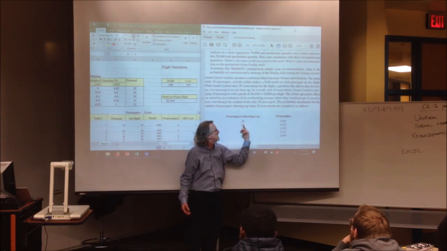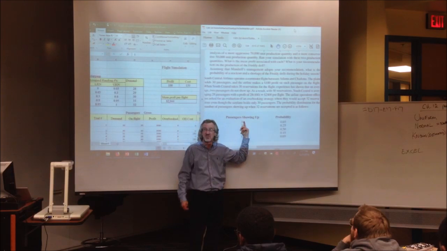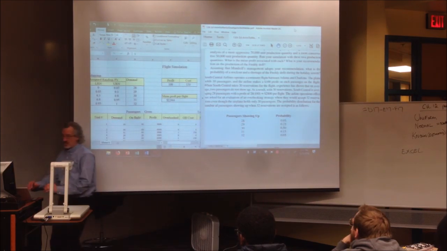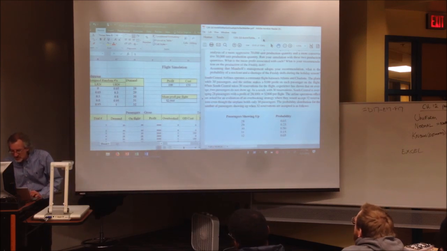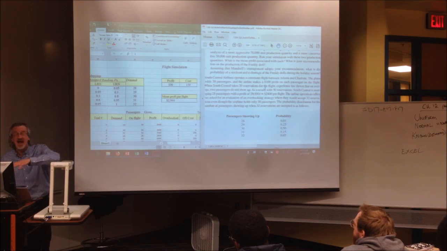30 passengers, 50%, 29, 25%, and there's even a 5% chance that 4 passengers on the same flight don't show up when you're taking 32 reservations. So they're asking you to simulate it. It's still $100, however many passengers get on the flight.